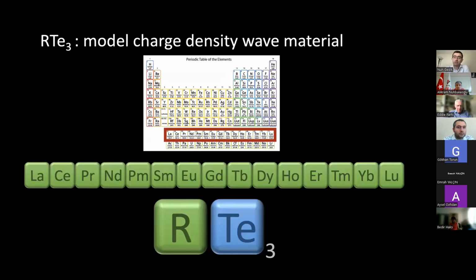So I told you that I was going to talk about lanthanum tritellurides. This is actually a member of this broader family, rare earth tritellurides. So rare earths are this row of the periodic table. When these elements make a compound with tellurium, it becomes in this form, rare earth tritelluride. So it could be lanthanum tritelluride, it could be cerium, neodymium, etc.